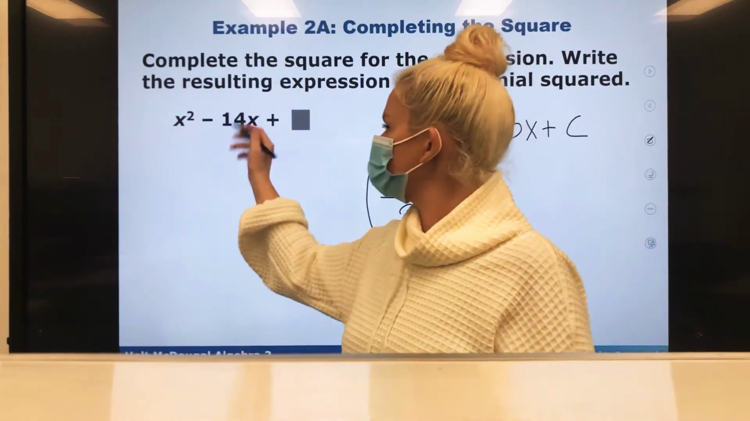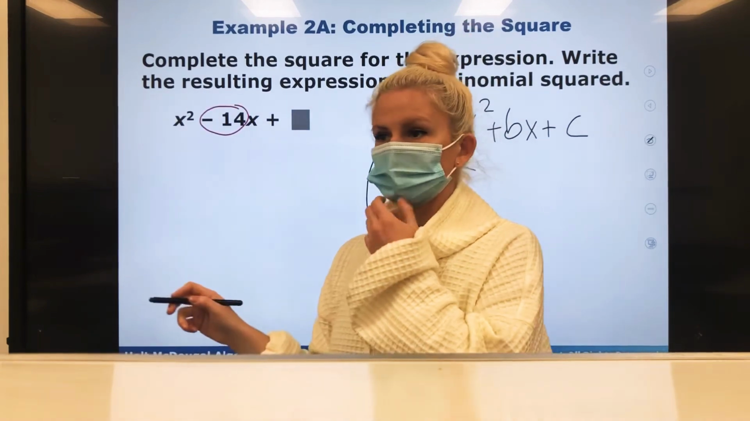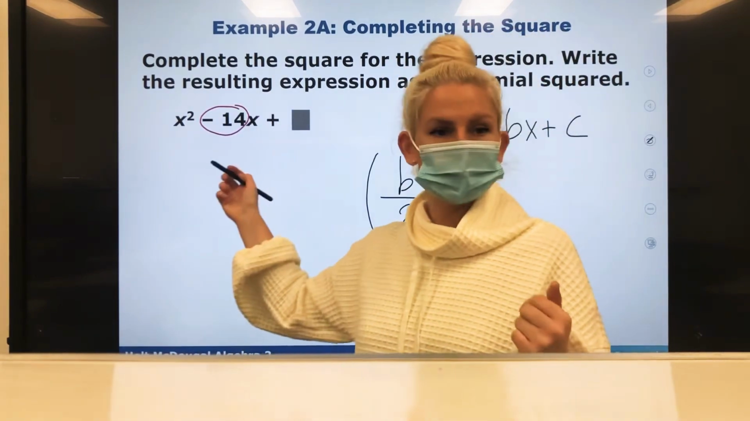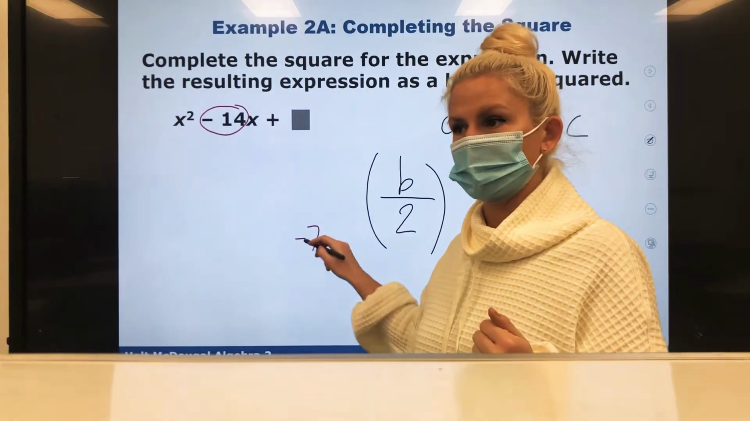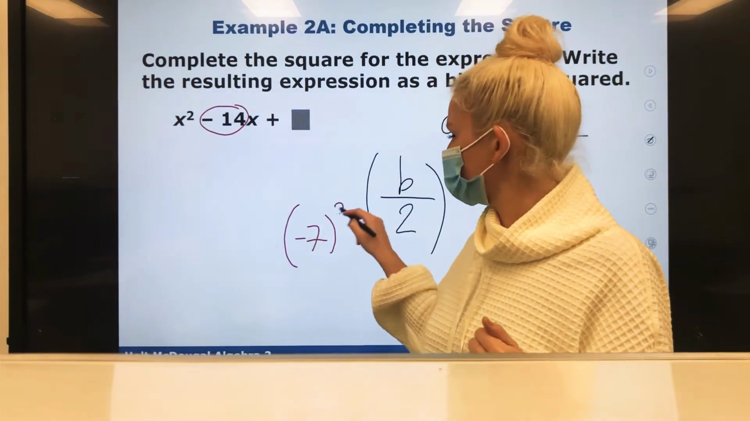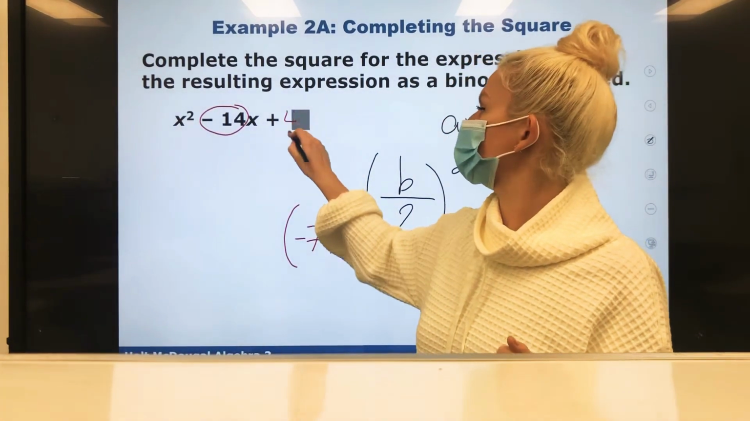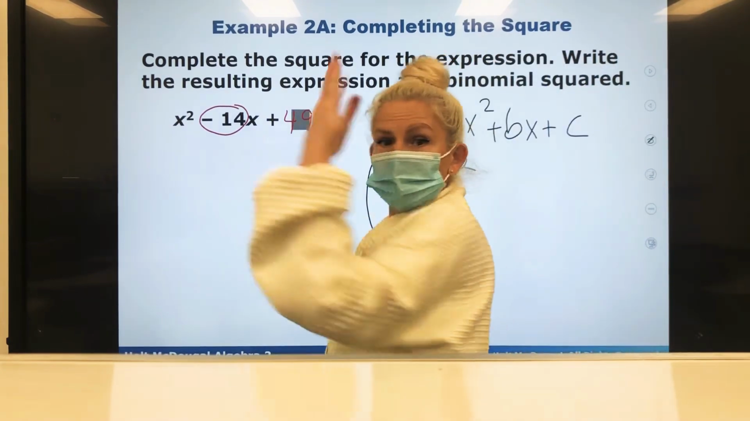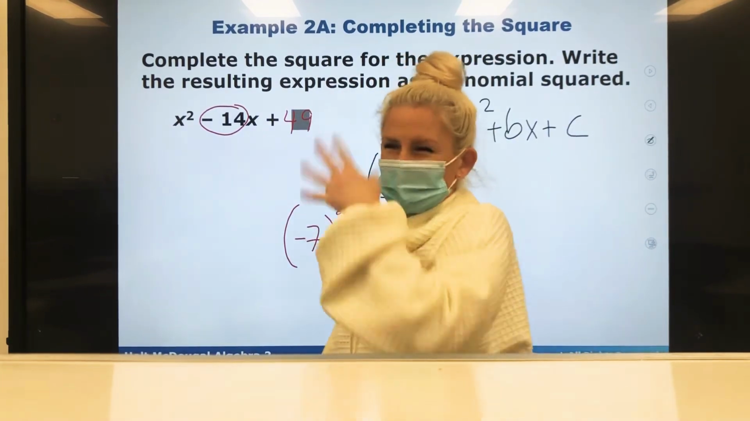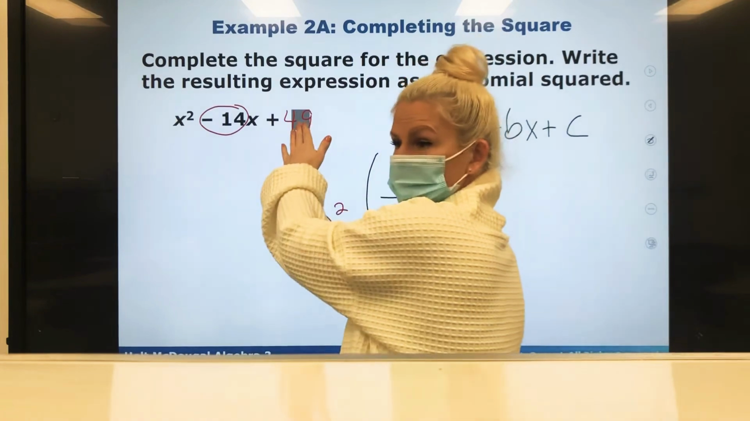In this case, b is negative 14, so half of negative 14 is negative 7, and negative 7 squared is 49. It's always going to be positive, because when you square a negative, it becomes positive. So you don't even have to worry about the sign so much.